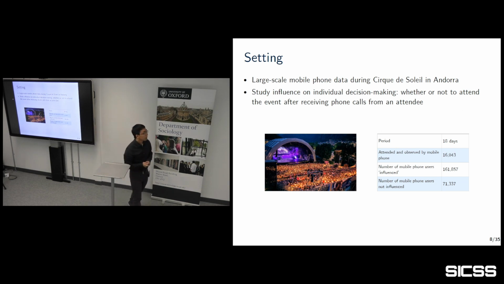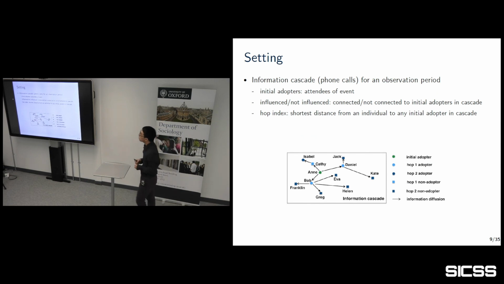These are just some basic statistics that I will explain further. The setting that we have is quite intuitive. We build an information cascade, which is basically a phone communication network, for a given observational period. You can take one day, if you like. Let's say we have Anne, who is the initial adopter, so she attended the event. Within this observational period, we observed that she made phone calls to three other people, Casey, Daniel, and Bob. After receiving the call from Anne, these people will further make calls to other people. This is the information cascade that we define.